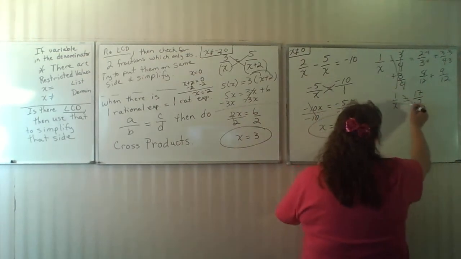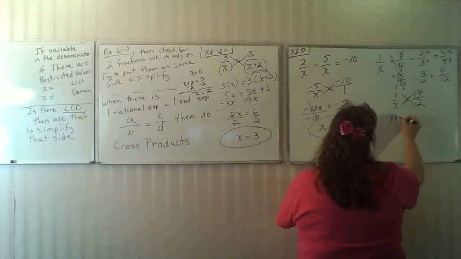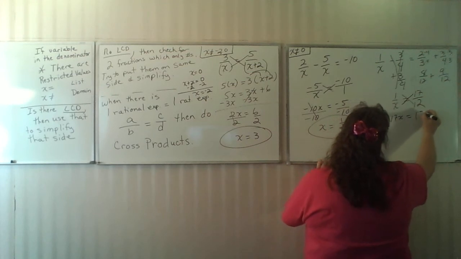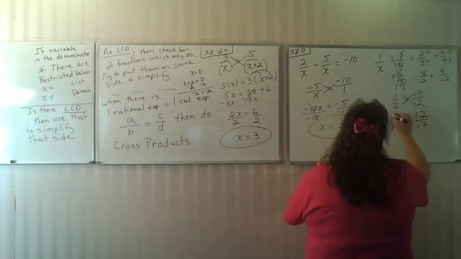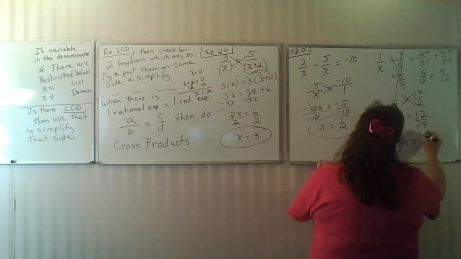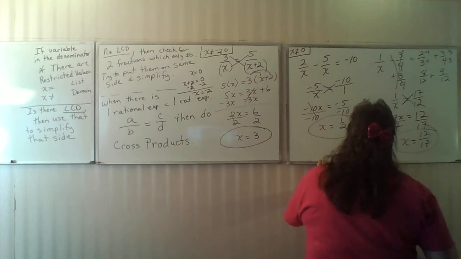So I'm going to multiply like this, and I'm going to get 17 times x is 17x is equal to 1 times 12 is 12. Divide by 17, and that leaves me x is equal to 12/17. Please leave it as a fraction.